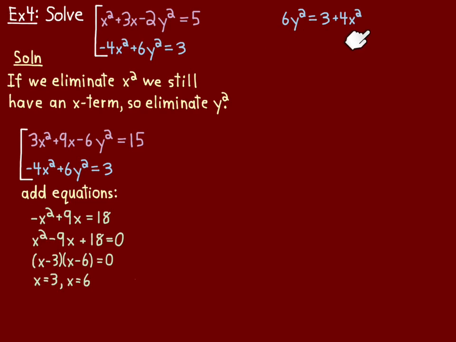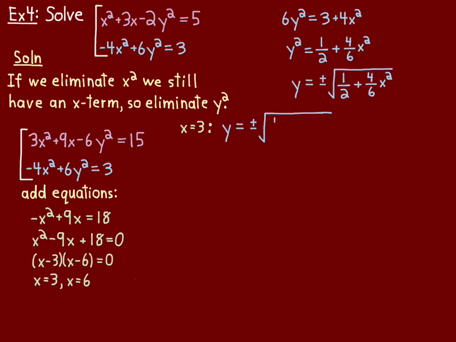So I chose the second one. 6y squared equals 3 plus 4x squared. I'm going to plug x equals 3 into that. First I divided everything by 6, so I got y squared equals 1/2 plus 4/6 x squared. And that means y equals plus or minus square root of 1/2 plus 4/6 x squared. And then I plug in the 3. I get y equals plus or minus square root of 1/2 plus 4/6 times 3 squared.